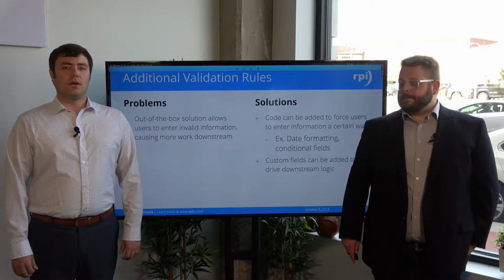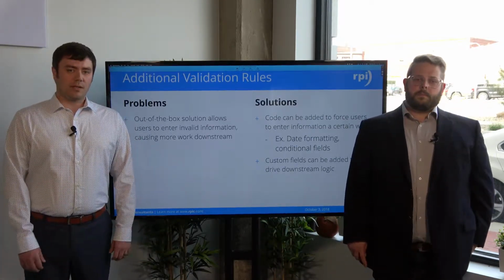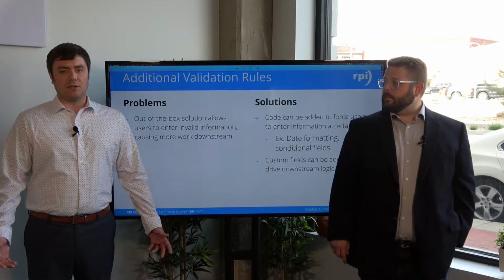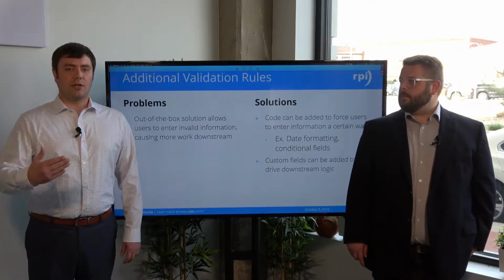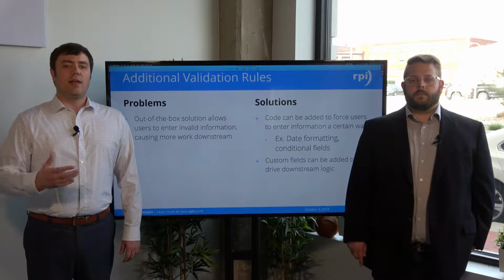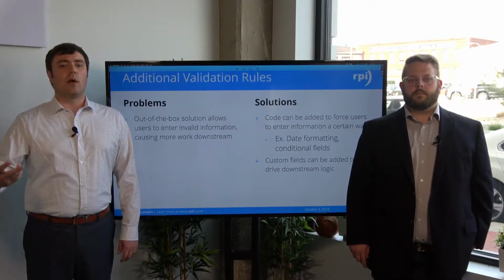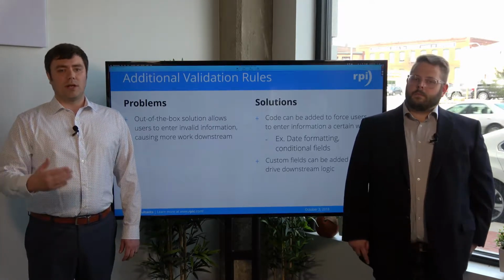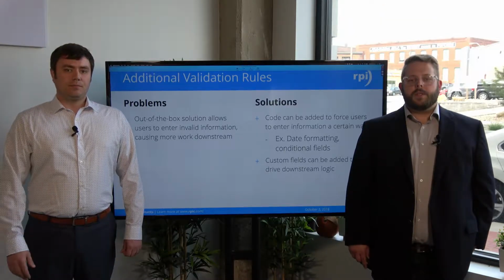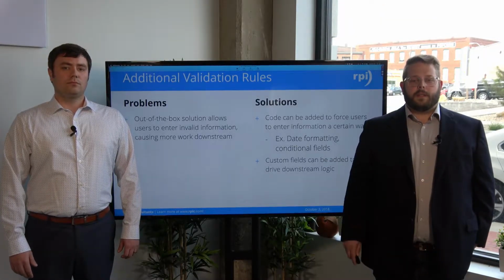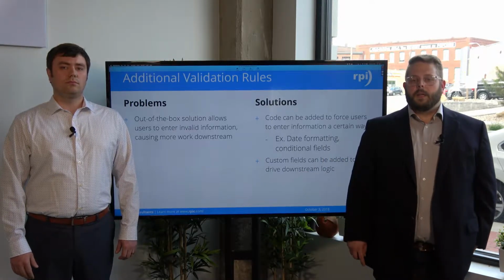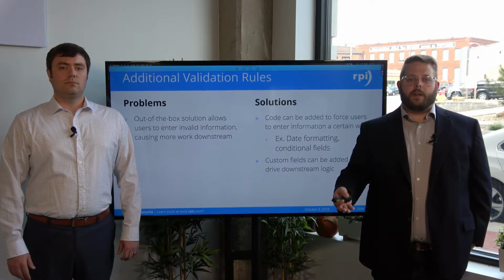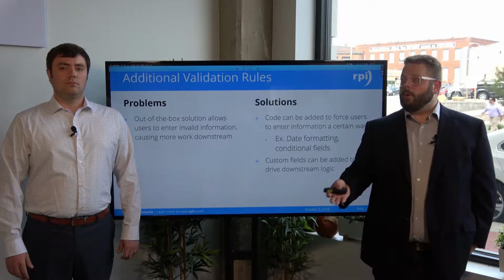All right, what's our next problem? So, additional validation rules. The out-of-the-box solution allows users to enter invalid information. So what we mean by this is, like, if you have a date field or something like that, when you pass that information along into your workflow process, that date may be formatted in a way that can't be read by something else. So now it has to go to an exception queue where somebody goes in and manually fixes that. So the solution to this is a variety of different things, and this may be a variety of different problems. In the example of date formatting, we can force users to enter dates in a certain way, or if they enter it incorrectly, the form won't validate.